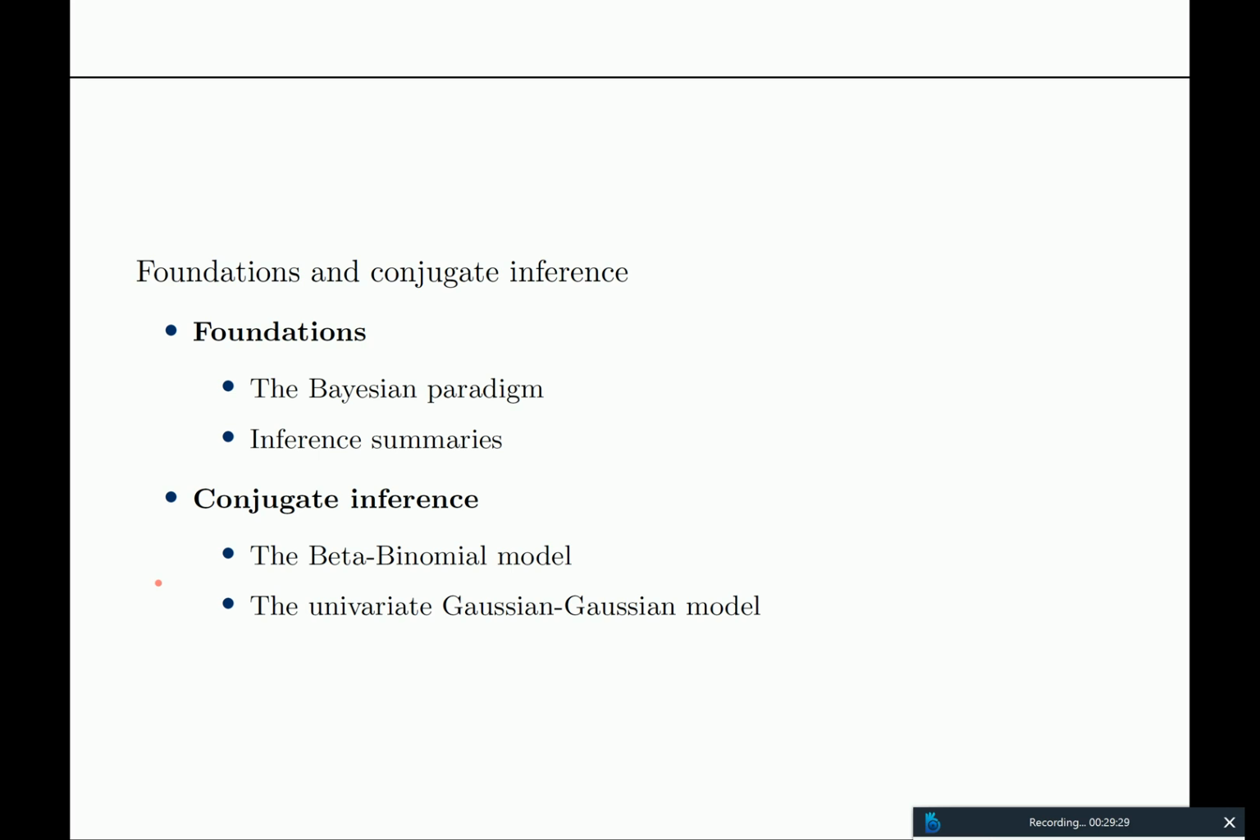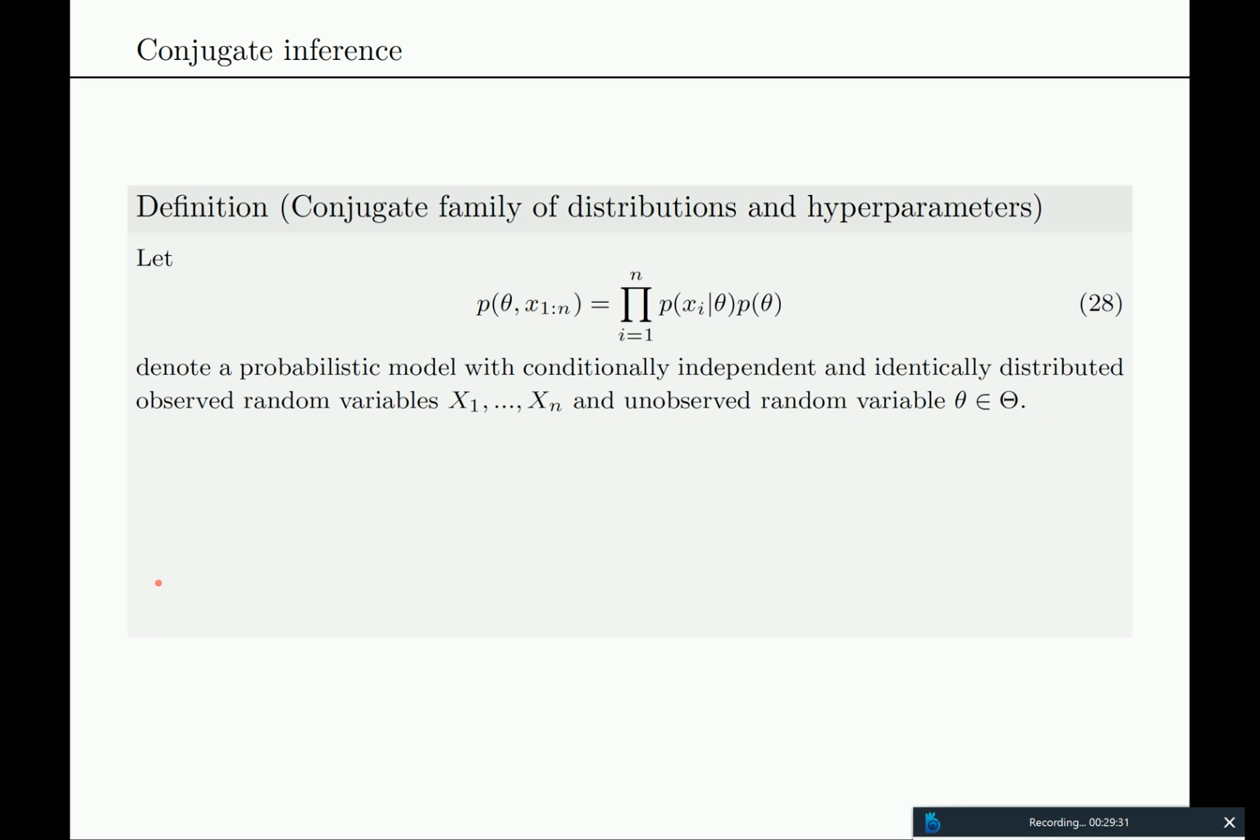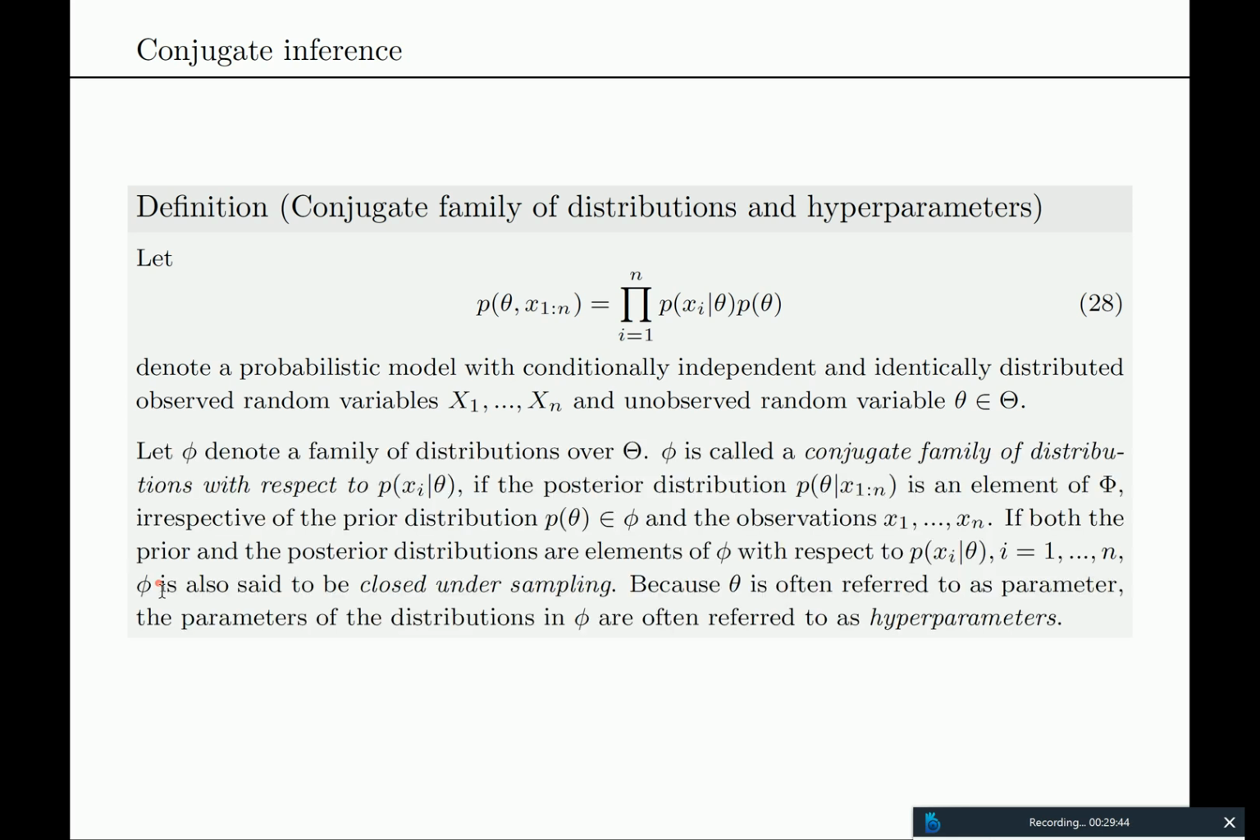So what is meant by conjugate inference? Conjugate inference basically rests on, again, the assumption of a probabilistic model and the conditional independence of the data points, and then starts with a family of distributions.